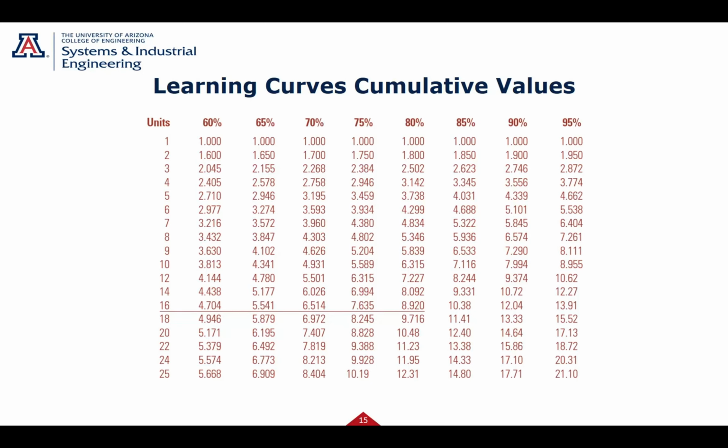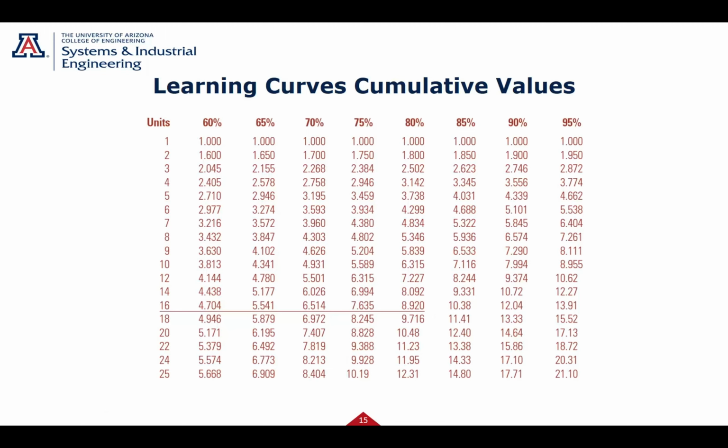Okay, so if I'm learning on each one, how many hours does it really take me to do 16? So again, normalized 1. If it took you 1 hour for the first one, it would take you, going down here for 16, 8.9 hours, so almost 9 hours to do 16 of them. So not 16 hours, not 16 times 1, because you're learning on each one. It's going to take you 9 hours total.